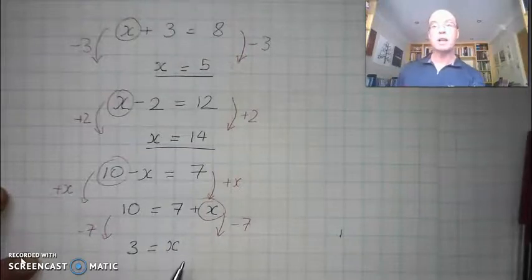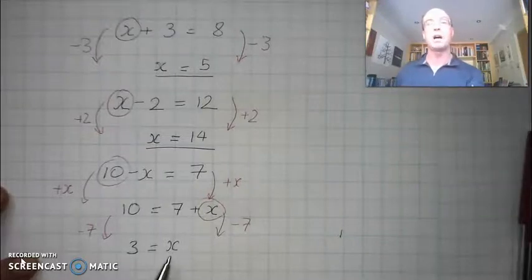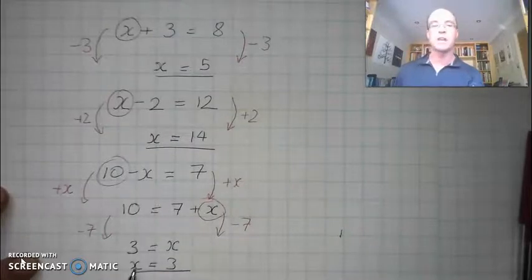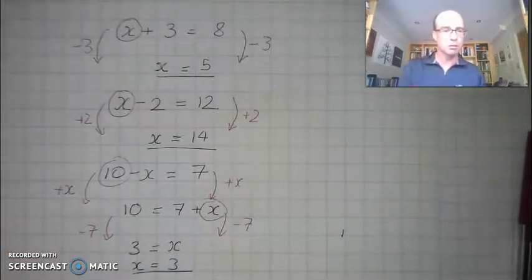I could leave my answer like that, and chances are I will get full marks for that in the exam. They'd be really harsh if they penalised you. Sometimes though it's quite nice to write it the other way around, so you've got it as x equals 3. So 3 equals x, x has got to equal 3 as well, and just write it the other way around. Really harsh if they penalise you for not doing that though.